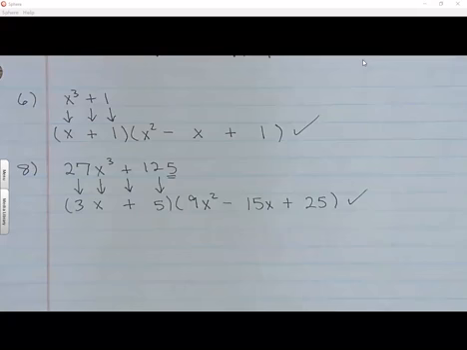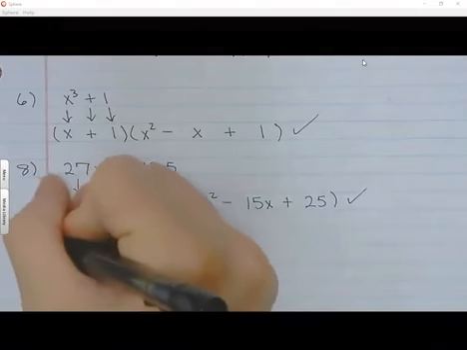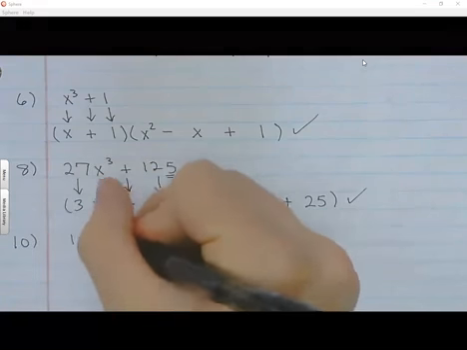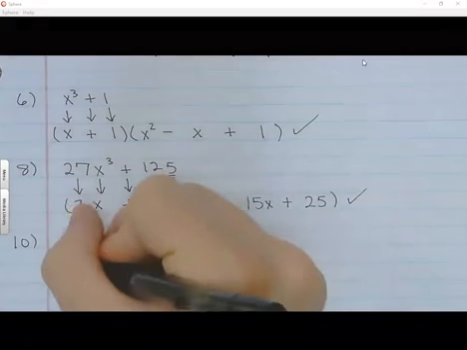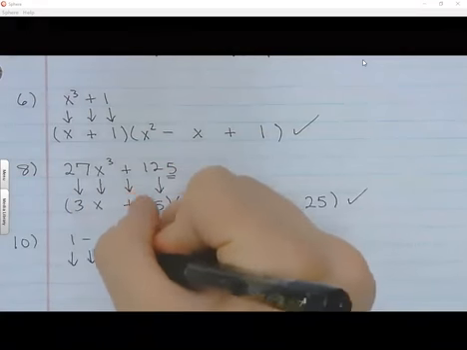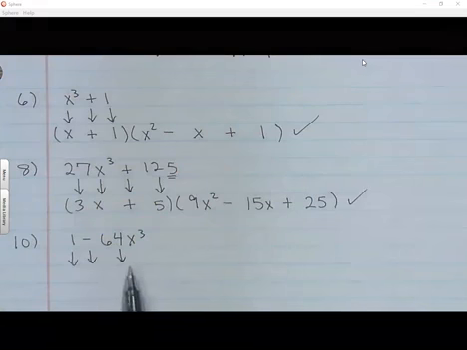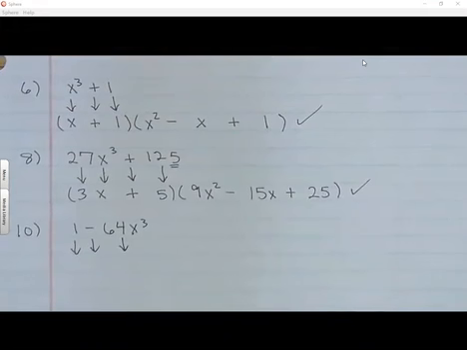All right, and the last one we're going to do is number 10. Okay, 10 says 1 minus 64x cubed. So this time, the number is going to come first and the variable is going to come last, right? Because we want to keep that order the same.